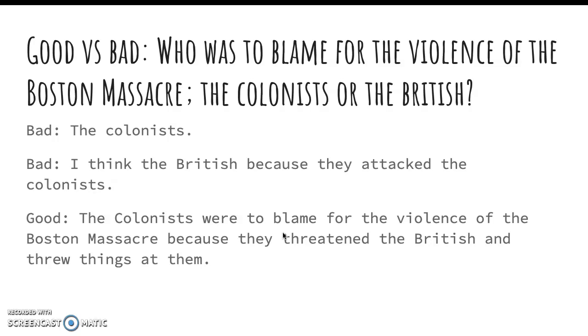So you want to make sure you restate the question. So a good example of a claim would be, the colonists were to blame for the violence of the Boston Massacre because they threatened the British and threw things at them. So I'm restating the claim, I'm providing my answer, and I'm providing reasons.